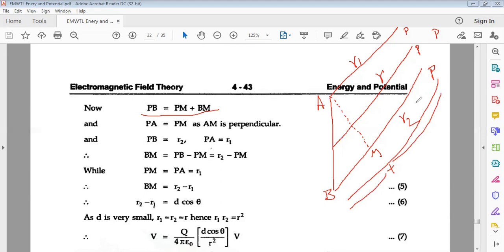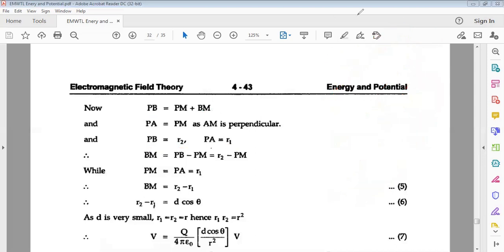And PA is equal to PM, the distance, because AM is a perpendicular line. So what is PB equal to? The total distance PB is R2, and PA is equal to R1. What is BM equal to? BM is PB minus PM. What is PB? R2 minus, what is PM? It is R1 only. PM is nothing but PA.